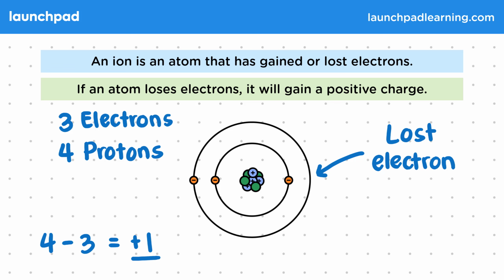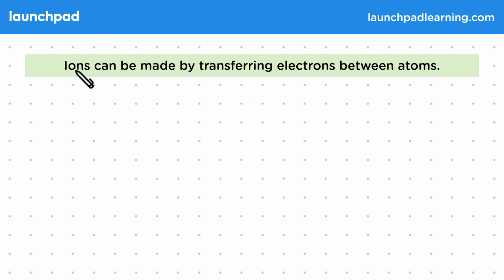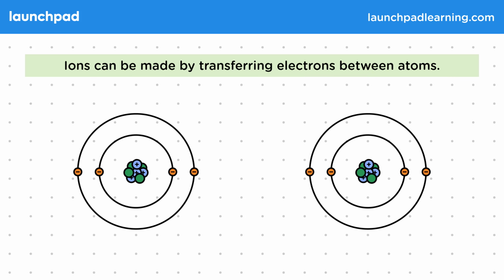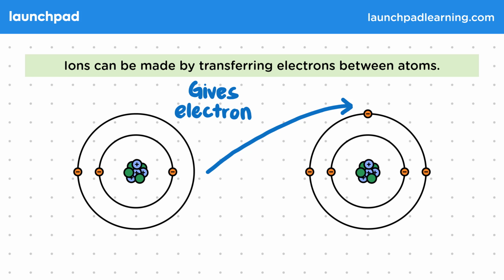We can get even stronger positive ions if we remove more electrons. So how exactly do we add or remove electrons? Ions can be made by transferring electrons between atoms. So electrons can be transferred from one atom to another. And this process is used to make chemical bonds.